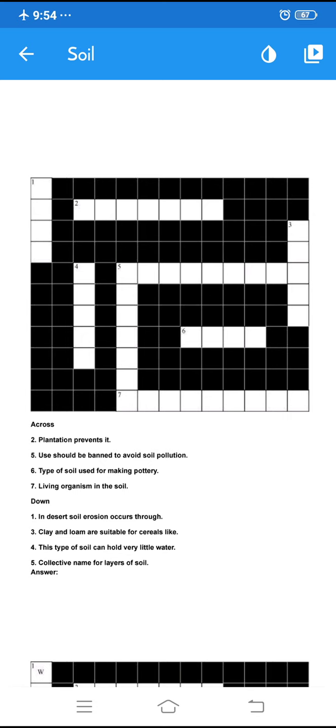Okay, let's go for question number 6 from left to right. It's just a 4 lettered word. Type of soil used for making pottery. So what kind of soil is used to make pottery? Yes, definitely it is clay, C-L-A-Y.